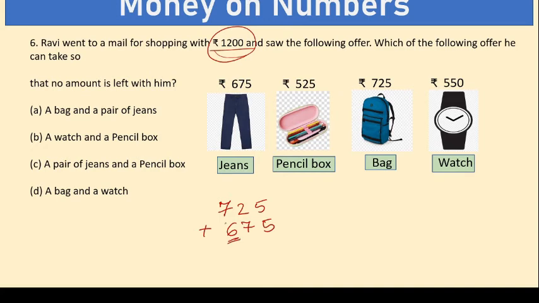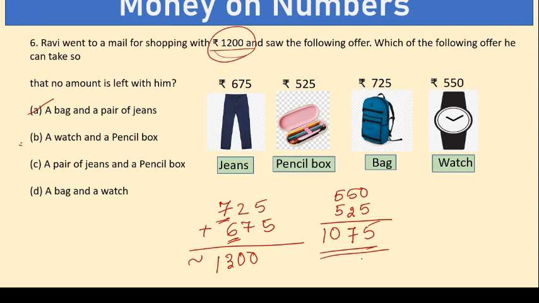Now if you look at the hundreds, 6 plus 7 gives 13. So this amount would be greater than 1300. So definitely not within 1200. Let's cancel it out. B is a watch and a pencil box. Now this looks close because a watch is 550 and a pencil box is 525. Let's see. Now this gives us the answer to be 1075, which is again less than 1200.